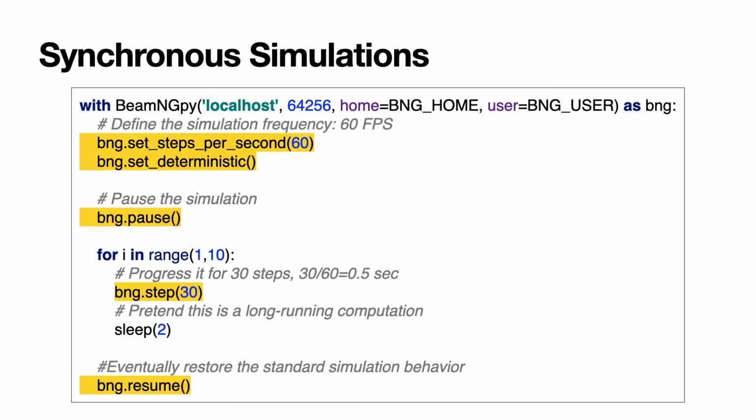So to have synchronous simulations, you have to set the steps per second, define the simulation as being deterministic, and then you pause it. And then what we usually do is, in a main loop, we make the simulation progress, calling the BeamNG.Step, providing a number of steps. If we provide 30 steps, after we define that in each second we have 60 steps, this will correspond to progressing the simulation for half a second. This lets you control the frequency of monitoring and frequency of control. And then once you have done this, you can do your work and then resume the simulation.